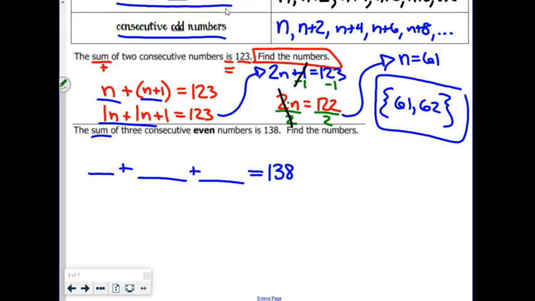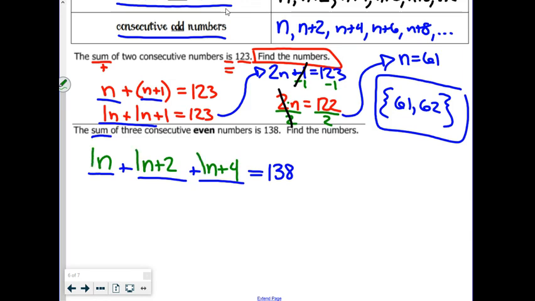The first number is just n, or whatever variable you want to use. I'm just kind of in the zone with n's here. The next even number is 2 more than that n, so n plus 2. And the next even number after that is 2 more again, so n plus 4. And there we go.